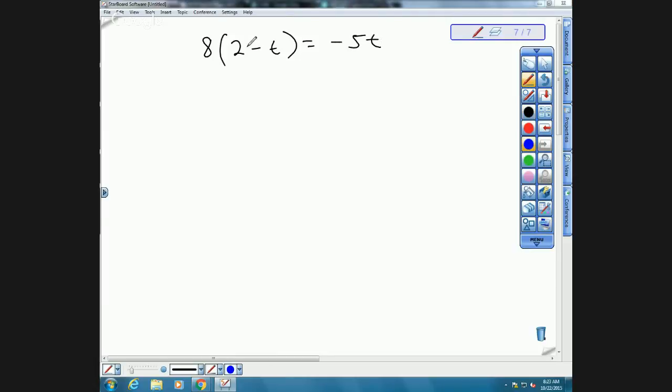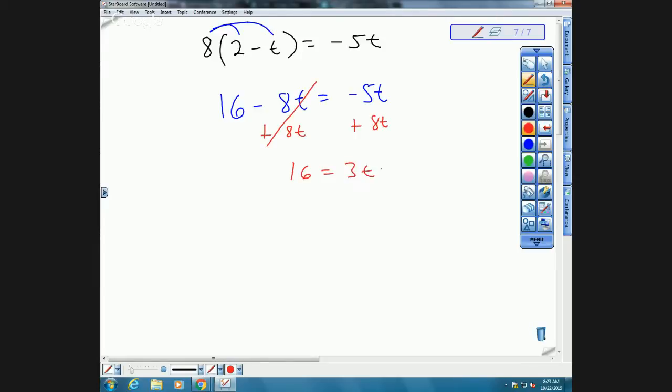All right, so when you're working this one, again, we have to distribute to start. So you get 16 minus 8t equals negative 5t. What should I do next? Add 8t to negative 5t. Probably the easiest thing, I know most of us like our variable on the left, but since I have one variable over here, the easiest thing is to move this 8t over here. So now I have 16 equals 3t, and then I can just divide by 3.